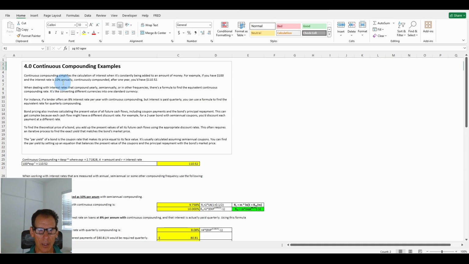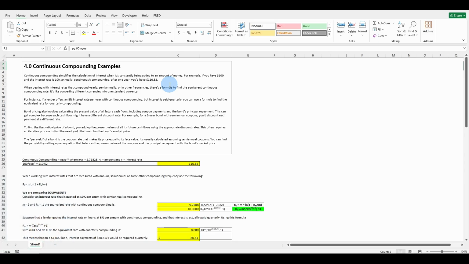Continuous compounding simplifies the calculation of interest when it's constantly being added to an amount of money. For example, if you have $100 and the interest rate is 10% annually, with continuous compounding after 1 year, you'd have $110.52. All right, no surprise, pretty straightforward.